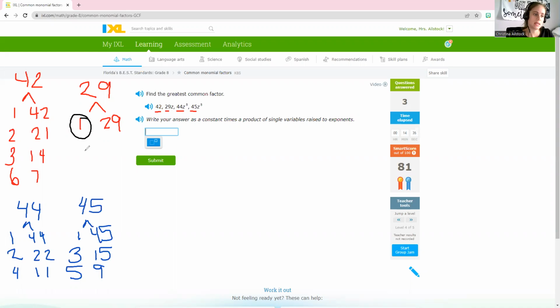them all out. Now, when we go to our variables here, my 42 doesn't have a variable. My 29 has a single z, my 44 has z to the 5th, and my 45 has z to the 5th. Well, if we think about that last problem we had, if we have a constant, a number without a variable, they don't all have a variable in common. Therefore, they don't have a variable GCF. So this is one where we simply have a GCF of 1. It seems like an odd answer, but it is possible that your GCF can literally just be 1.